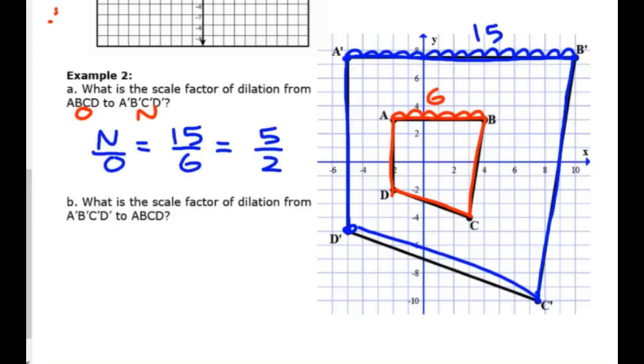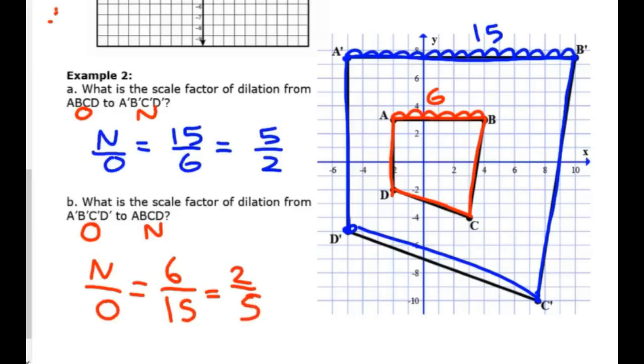Last one, letter B. What is the scale factor of dilation from, and notice, same question except everything's switched. So guess what you do? Flip that fraction, okay? This time, they're going from primes to not primes. So your N over O is going to be from big to small. So your new one is small, 6. Your original is big, 15. It reduces to 2 over 5, okay?